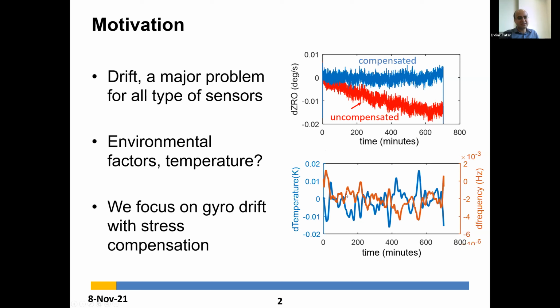Here you see an example. I'm actually showing my results. The uncompensated output is this red curve. I'm not rotating the sensor, but it's generating an output. On the left here, I show the temperature. The temperature is fixed within plus or minus 20 millikelvin, but the output is still drifting.